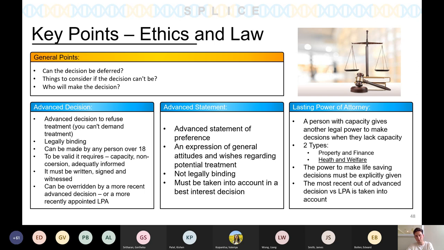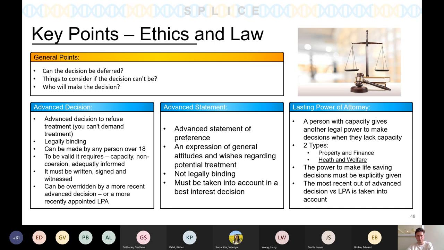And then lastly, you've got your lasting power of attorney. And this is giving somebody else the legal power to make decisions on your behalf. And it's good to note there are two types, one for finance and property and one for health and welfare. They're not interchangeable, so you have to have the LPA for health and welfare to be able to make a decision on someone's behalf about their health. And then the other key point is that the power to make a life-sustaining decision, i.e. refusing life-sustaining treatment, must be specifically given when they're granting someone lasting power of attorney. Otherwise, they don't have the legal weighting to make that decision.